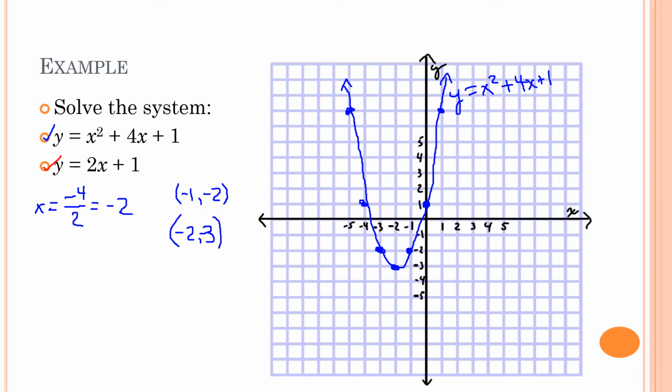My line I'll do in red. Reminder of how we graph lines. We use the slope-intercept form. My m in this case is 2 over 1, and my b is equal to a positive 1. So I'm going to start at 1 on the y-axis. There's 1. Up 2 and over 1, all the way through the graph.